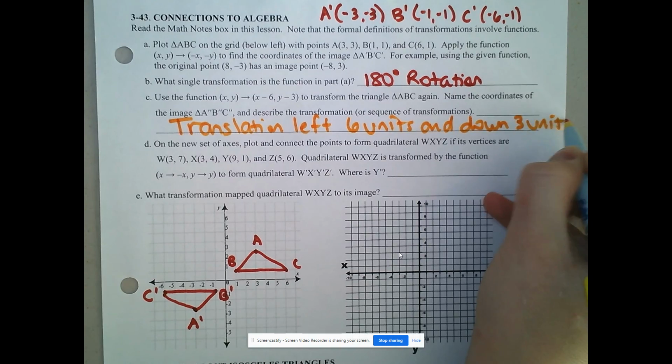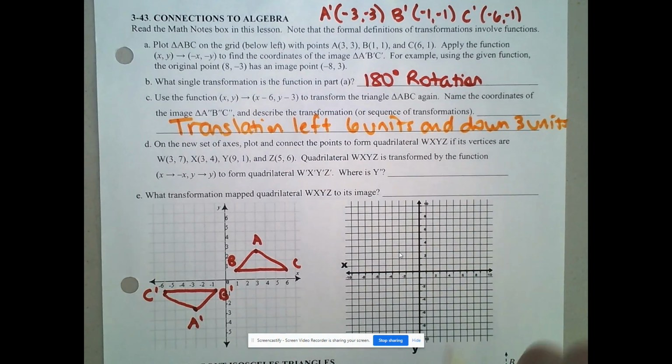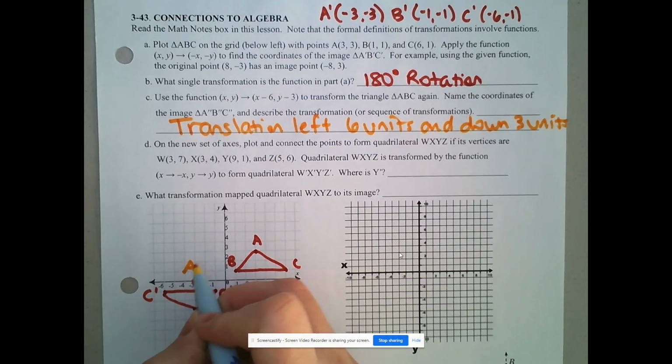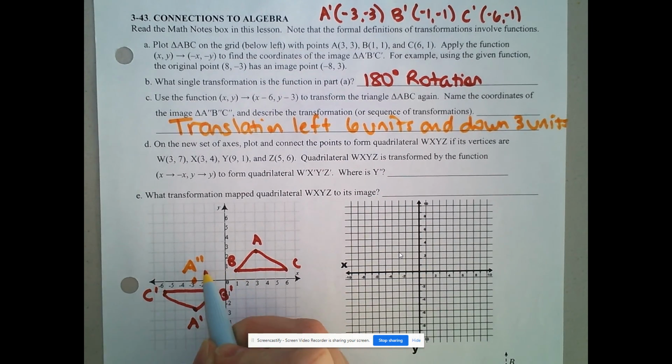And notice I always say units. I'm never like down 3. Units, because I'm not counting it in centimeters, I'm not counting it in inches, I'm not counting it in miles. You have to say units because it's whatever this square is worth. So if I'm going to translate 6 units left, 3 units down, 1, 2, 3, 4, 5, 6, 1, 2, 3, that puts my A double prime here. 1, 2, 3, 4, 5, 6, 1, 2, 3. That puts my B double prime here. And then 1, 2, 3, 4, 5, 6 puts me right on the y-axis. And C double prime here. And that was a translation or a shift.